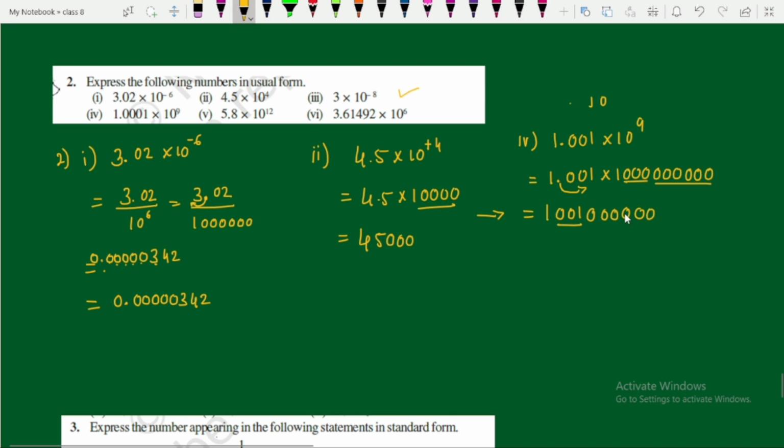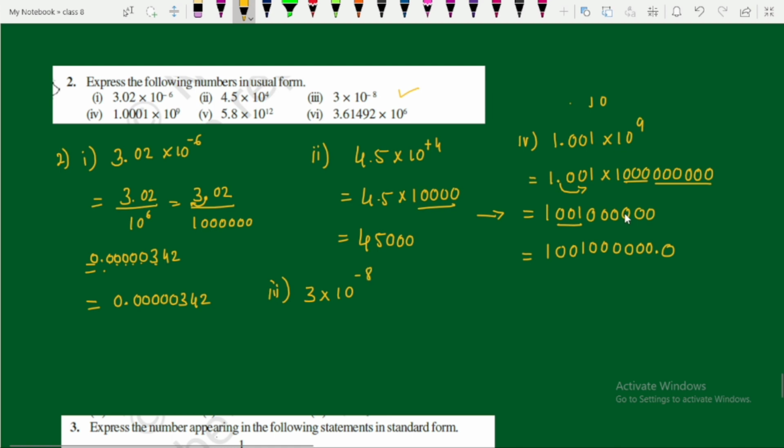Yes, so this is the answer, 1001000000. Now the decimal point is here. Okay, 10 you write or don't write, no problem. Yes, so in this way you are going to write the number. Okay, so we will take one more sum, that is question number 3, and the last two questions you can do as homework.